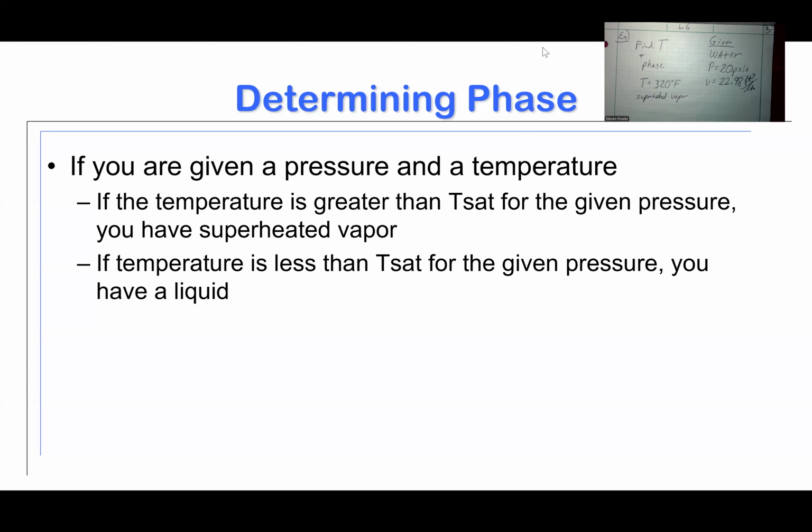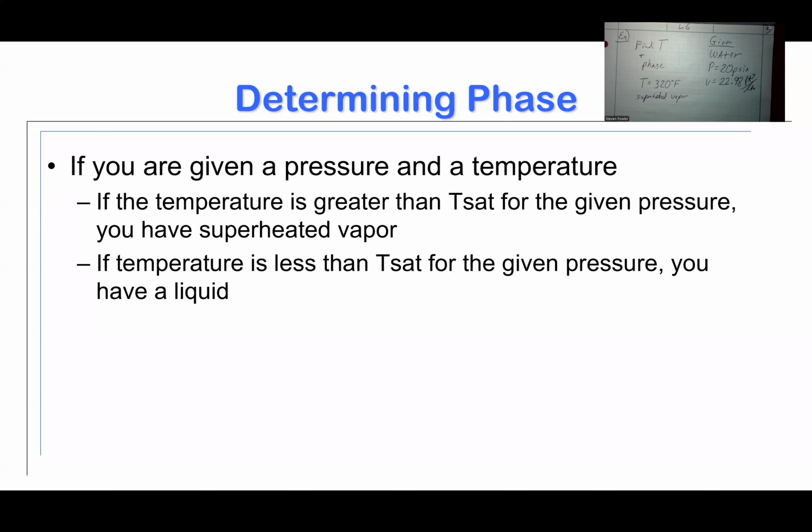We continue on talking about using property tables. Let's continue our discussion of determining the phase, which again, we said is a sub-step within step three, but this is really the most important one we want to master because that's what stands in the way of us finding the other properties we need to solve whatever problem we're working on.